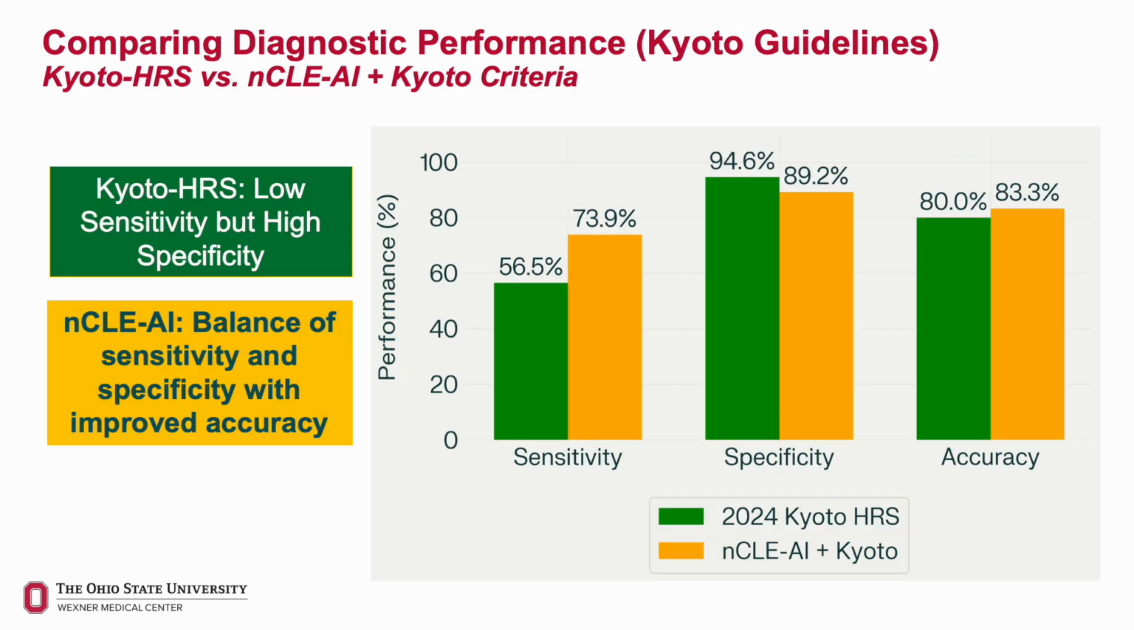Subsequently, we incorporated the updated Kyoto criteria into the NCD AI model. While Kyoto high-risk stigmata alone had a low sensitivity but a high specificity, when we added the Kyoto criteria to the AI model, it achieved a more balanced sensitivity and specificity, resulting in an improved overall accuracy of 83%.